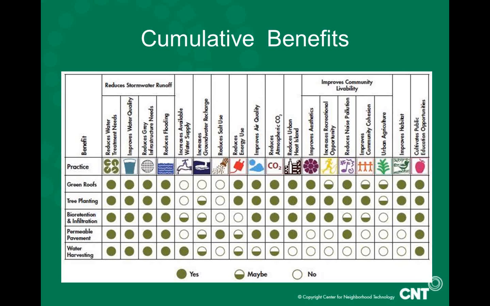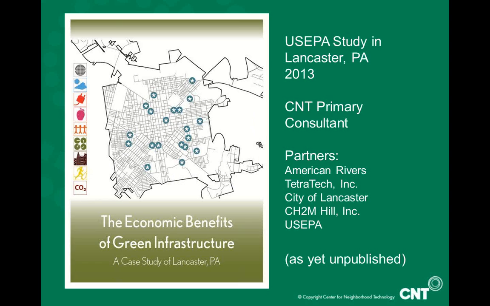I also want to show you a case study where the Center for Neighborhood Technology was asked to put together some of these equations and show them cumulatively in a slightly less hypothetical way. In Lancaster, Pennsylvania, the U.S. EPA commissioned this study, this calculation, that we were asked to be the primary consultant on. And the partners are listed there: American Rivers, Tetra Tech, City of Lancaster, of course. They have a green infrastructure plan that was put together by CH2M Hill for them.